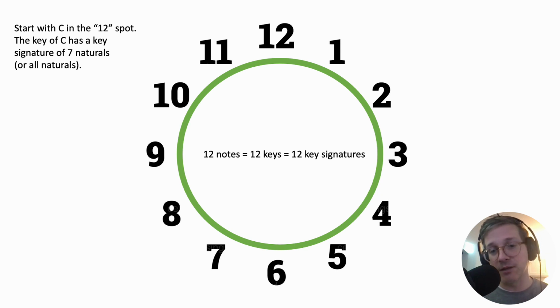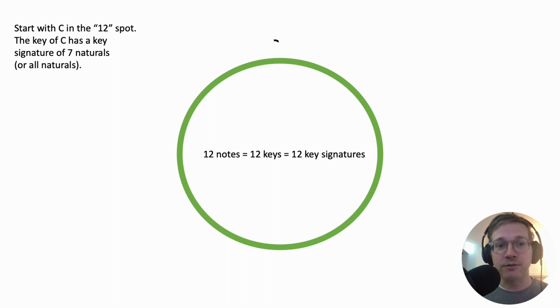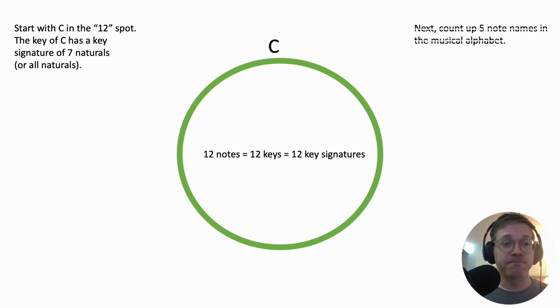Plus, how many note names are there? A, B, C, D, E, F, G. There are 7. And in this case, every major scale and minor scale that we're going to deal with has all 7 note names in there. And so think of it as 7 naturals. Okay? So we're going to put our C right here in the 12 spot.